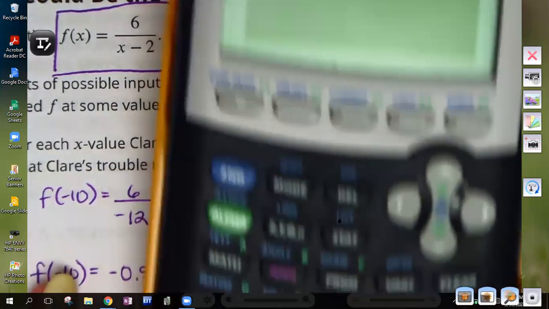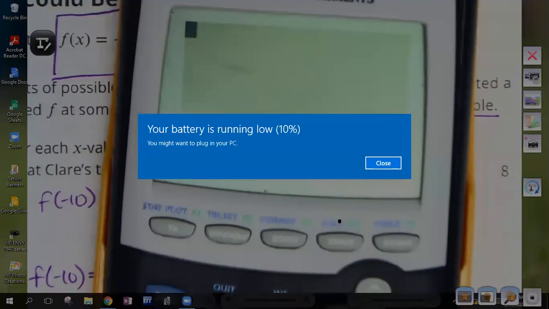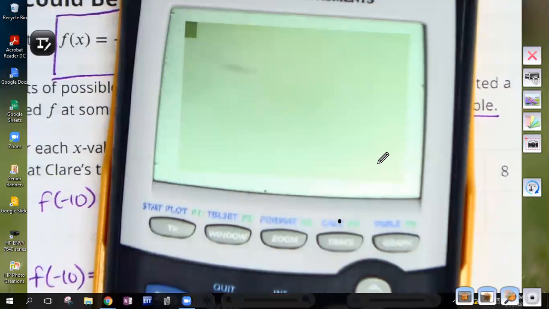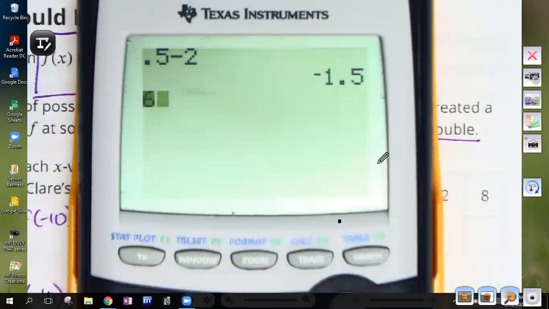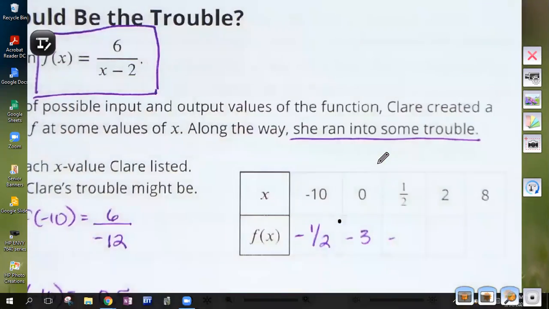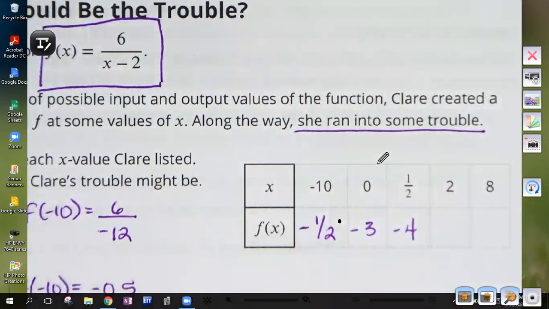Let's look. I'm gonna do my denominator first. That's -1.5. All right, so we have 1/2 minus 2. Okay, so I have 6 divided by -1.5, which is -4. All right, next I have 2.